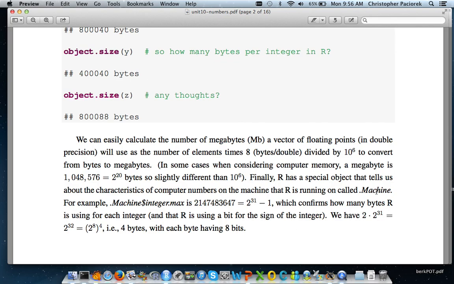So roughly speaking, if we had 10 million elements, that's going to take up about 100 megabytes. If we had 100 million objects, that's going to take up about a gigabyte, and that's just based on working with orders of magnitude here.